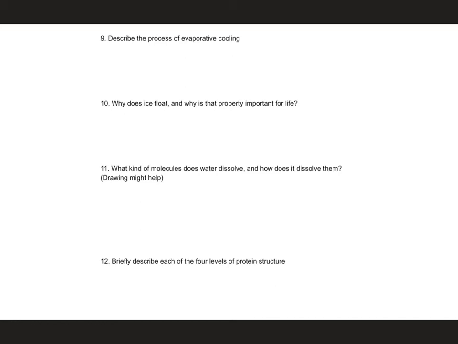Evaporative cooling basically means that as water evaporates off of a surface, it takes a lot of energy to transfer water from a liquid to a gas, and so that energy gets absorbed by the water molecules, allowing them to leave, resulting in whatever is left behind on the surface being cooler. So water cools us off as it evaporates. Why does ice float? Ice is less dense than water. Floating all has to do with density.